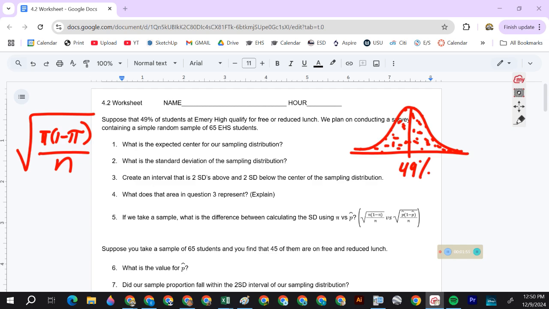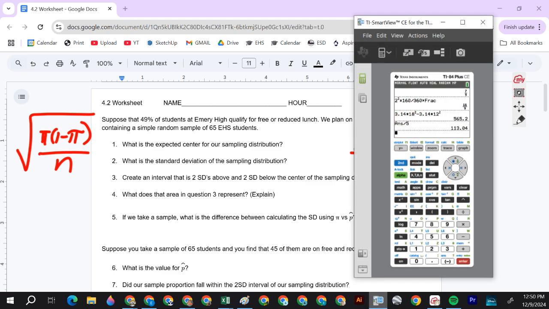So David's asking about the n minus 1. That is the calculation formula for quantitative data. So you find the differences, you square them, you add them together, you divide by n minus 1, and then you take the square root. So yeah, that doesn't apply here.